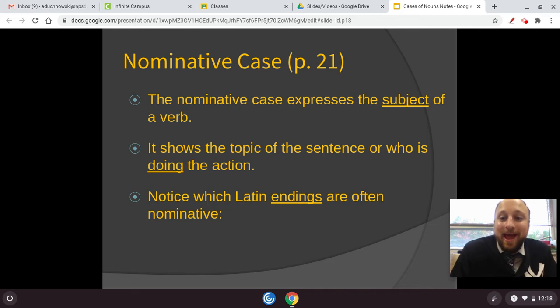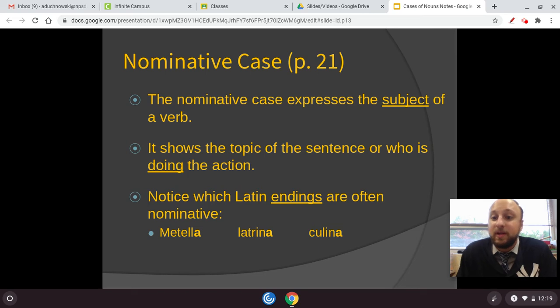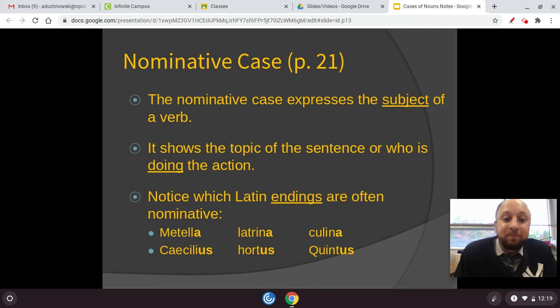So Latin uses endings to express the idea of cases, which would be how the word functions in a sentence. When the word functions as the subject of a verb, certain endings show up, all right? Certain words will have an A. The regular word for Metella's name ends in A. Latrina is a bathroom. Culina is a kitchen. They would all be subjects of their respective sentences. Same thing with Caecilius, hortus, Quintus. US is a nominative ending, the regular forms of Caecilius's and Quintus's names, and hortus is the regular word for garden.